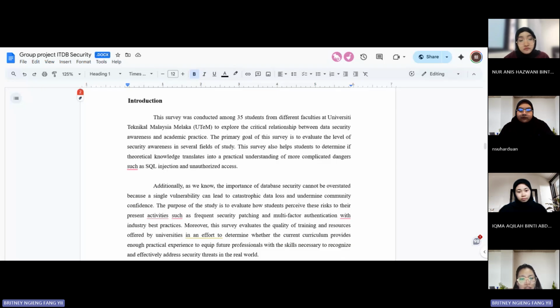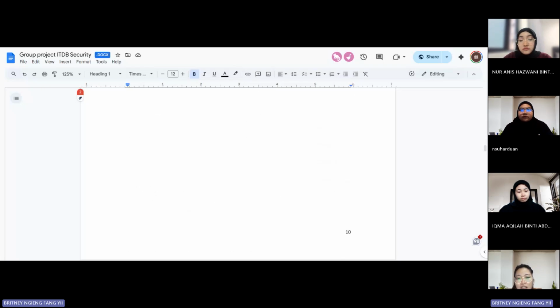It evaluates whether the students' theoretical knowledge translates into practical understanding of security threats, such as SQL injections and unauthorized access. This study also assessed students' awareness of security best practices, and the effectiveness of university training in preparing them to handle real-world security challenges.